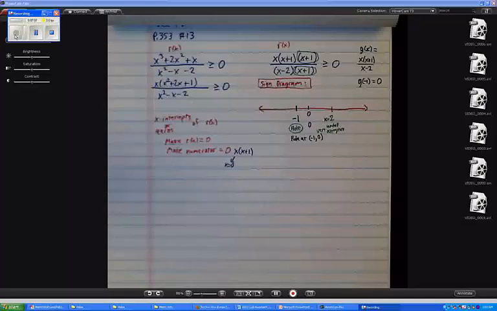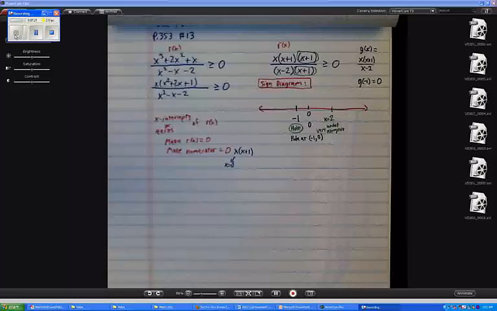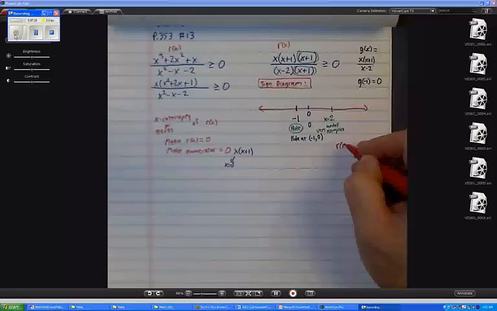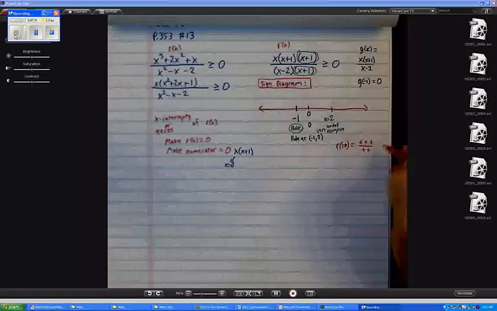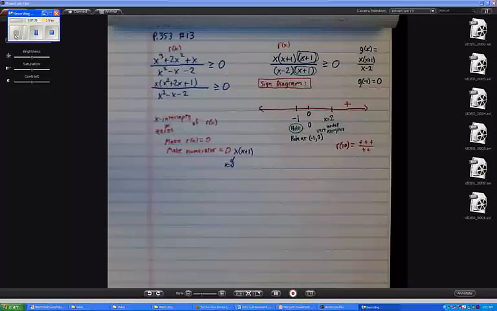You guys know what to do next? Plug in what? Points in each interval. Personally, my preference is I will start from the right because that gives me the most positive numbers, right? If I put in like r of 10, I would get, well, positive, positive, positive over positive, positive. Yes, I am positive in that interval. Guys follow? Why don't we do the rest? I'm going to pause for a little bit while you guys do the rest.